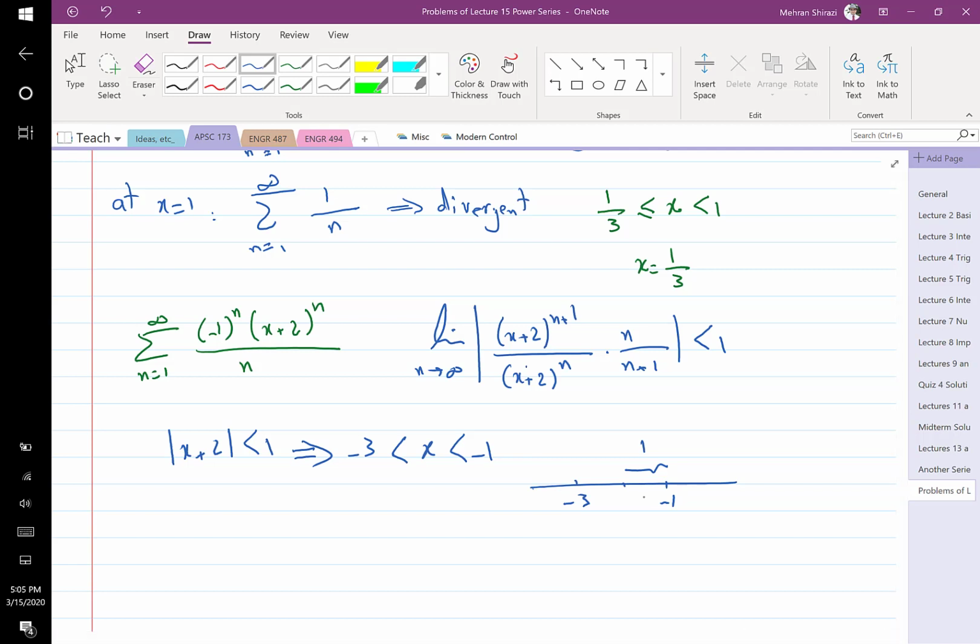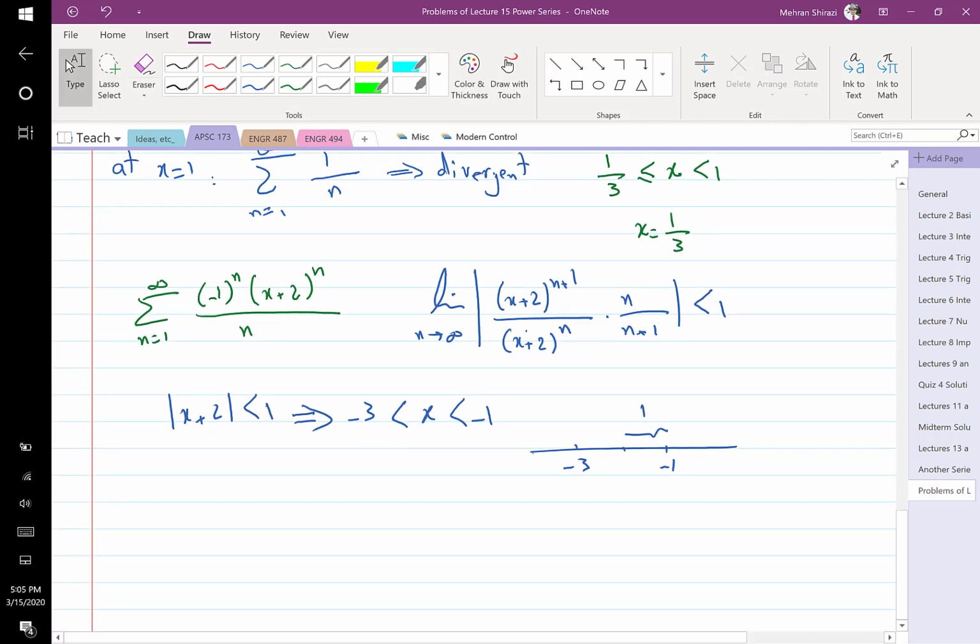And the only thing we should check is the series at -1 and -3. So I start at -3. At -3, replace it here. We have sigma from 1 to infinity of (-1)^n times (-1)^n.